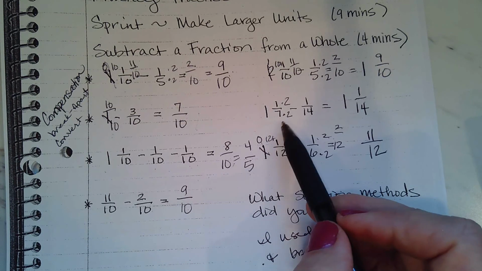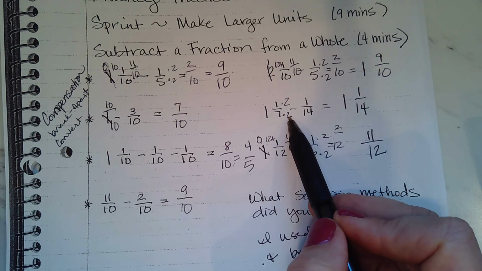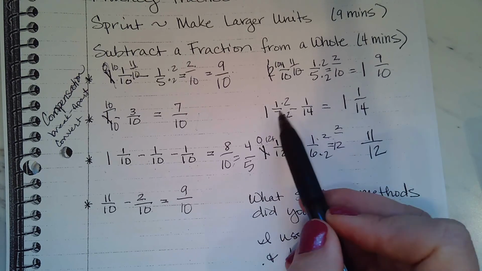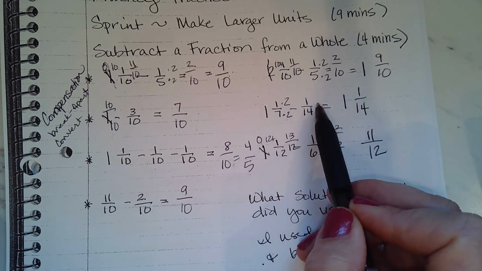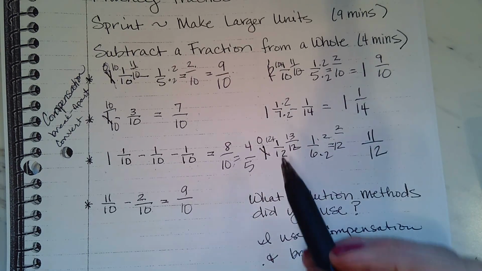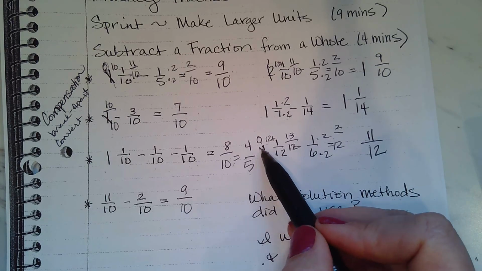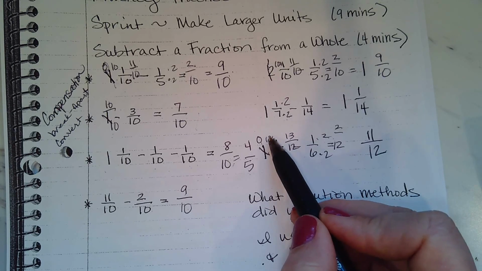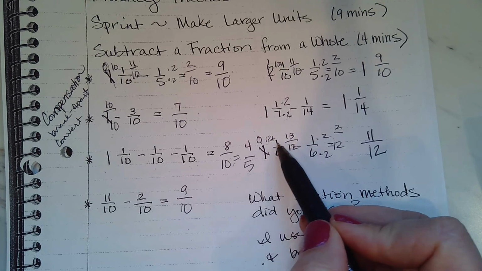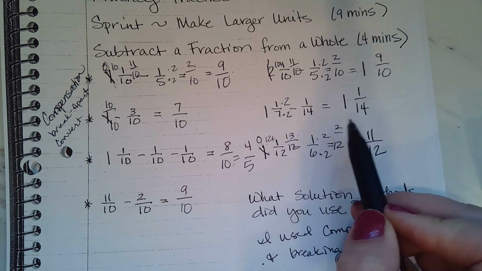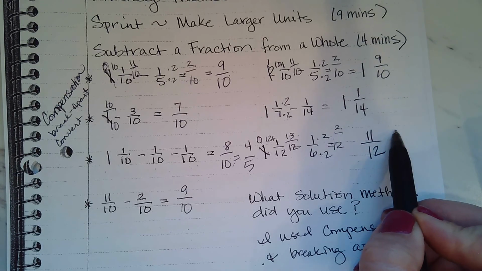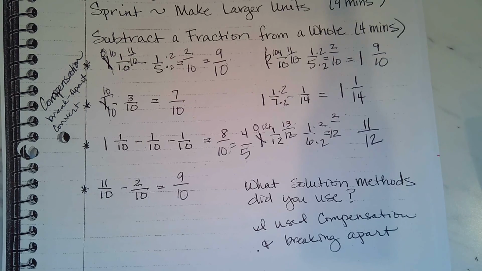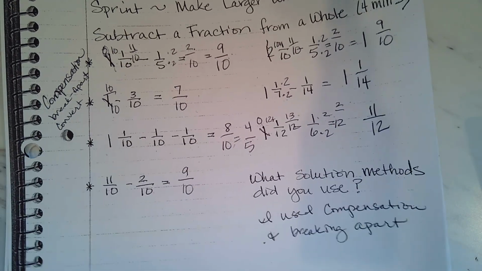Over here, I changed the common denominator and I ended up with 2/14. So I ended up with 1 and 2. 2 subtract 1 is 1/14. Here, I took 1 away from 1, ended up with 0. I have 12/12. 12 plus 1 is 13. 13 subtract 2 is 11. 11/12. So I used compensation and breaking apart. Those were my strategies. How did you do it?